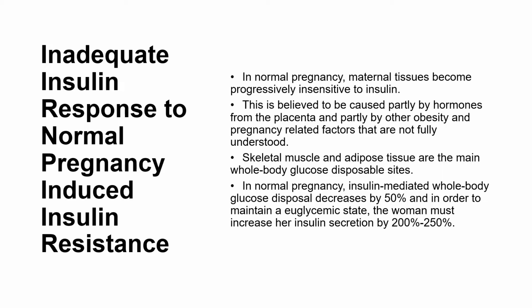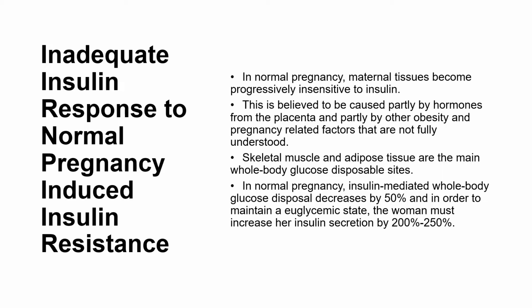Now, GDM is due to inadequate insulin response to normal pregnancy-induced insulin resistance. In normal pregnancy, maternal tissues become progressively insensitive to insulin. This is believed to be caused partly by hormones from the placenta and partly by other obesity and pregnancy-related factors that are not fully understood.